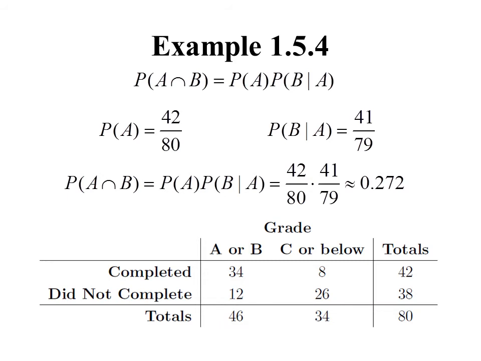So there's the value of that conditional probability, and now we simply multiply those two probabilities, and we get our answer of 0.272. Okay? So what this means in a practical sense is that if we were to do this random experiment a whole bunch of times, about 27% of the time we would select two students that completed the problems.